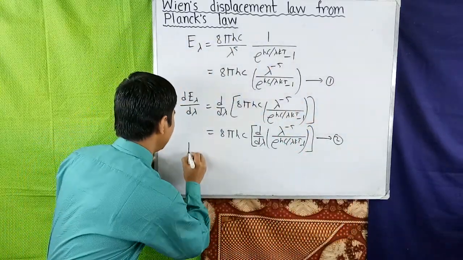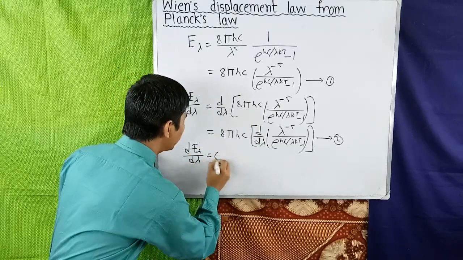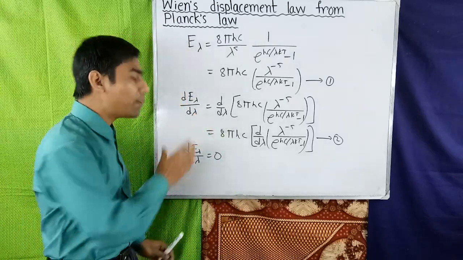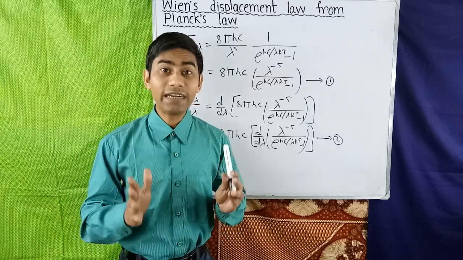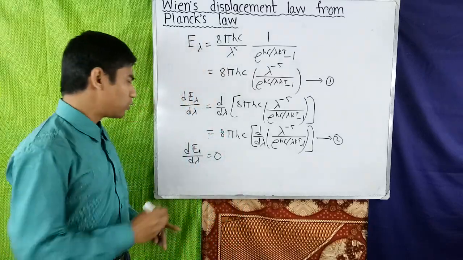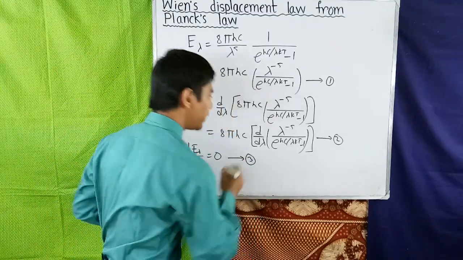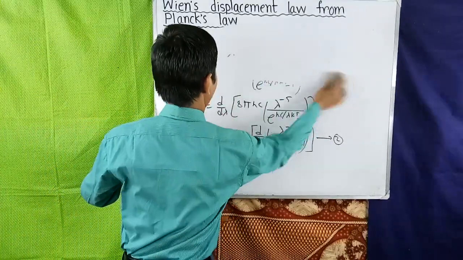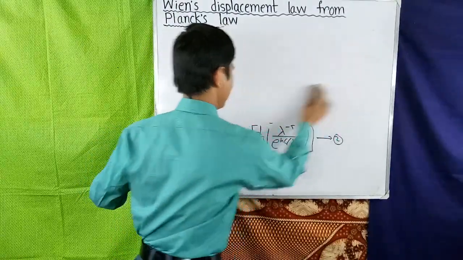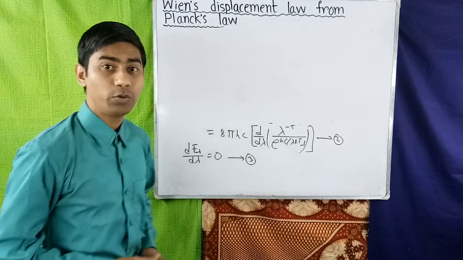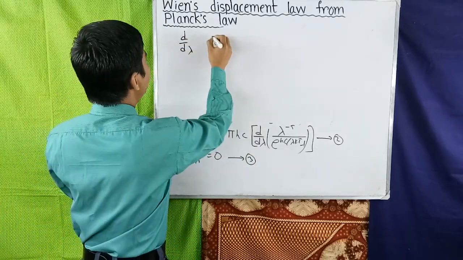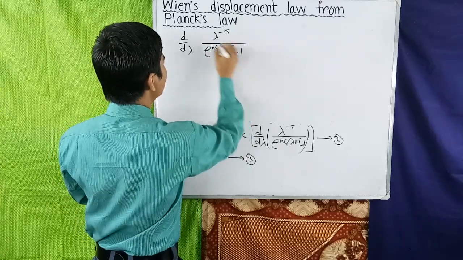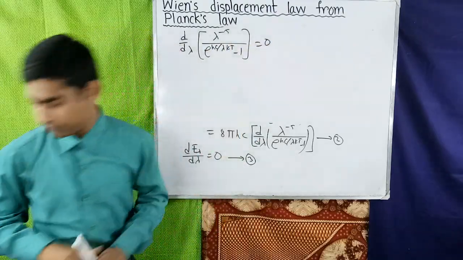Now setting dE lambda by d lambda equals 0, we obtain Wien's displacement law, giving the wavelength lambda at temperature T for which energy density is maximum. Suppose this is equation 3. Now from equations 2 and 3 we get d by d lambda of lambda to the power minus 5 by e to the power hc by lambda kT minus 1 equals 0.